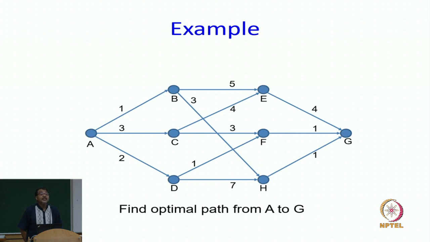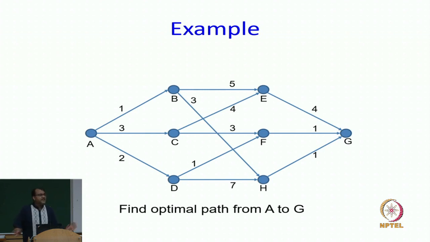B. What is the next node? B, sorry, A, it has to start with A, of course. What am I doing? AB, ABHG, ADFG, correct. Alpha, delta, friend and goal. ADFG, 2 plus 1 plus 1, 4. This is what we are looking for.